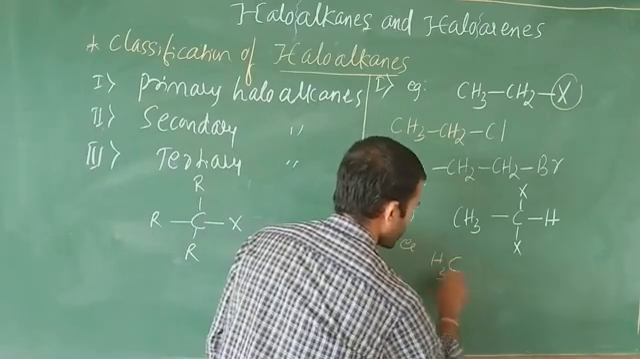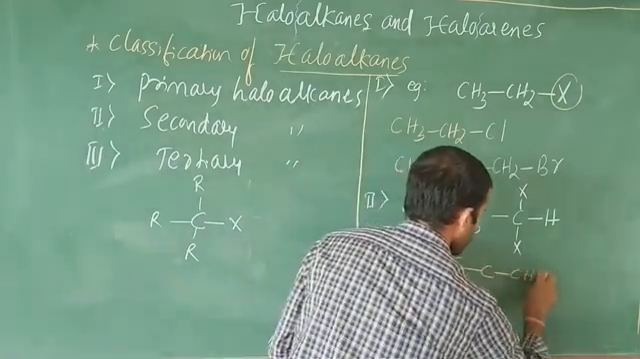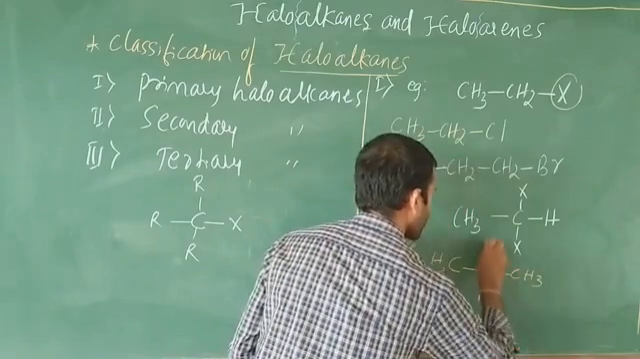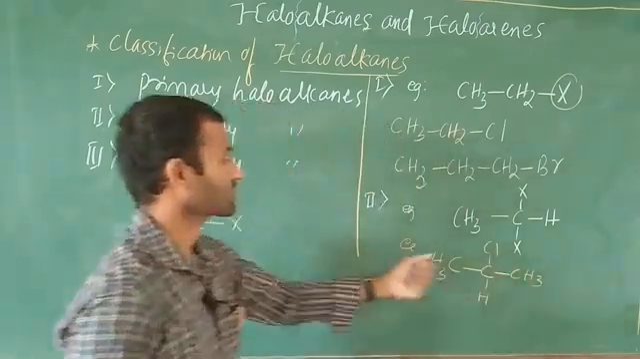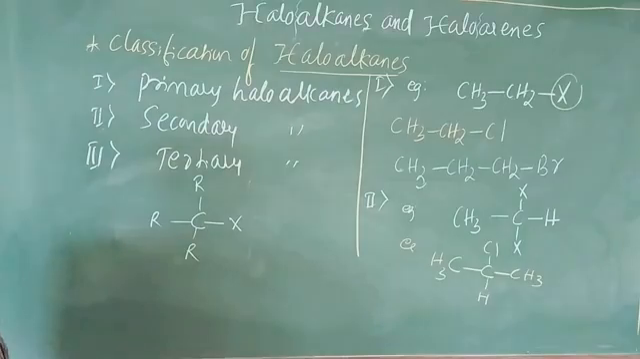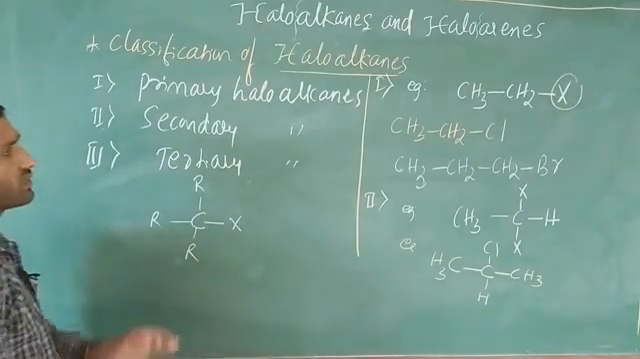That is CH3 there. Next, this is what? Next one is CH3. Here one hydrogen. You have to take in this case Cl. This also indicates a secondary haloalkane. This one is a tertiary haloalkane. Okay, this is the two methods.